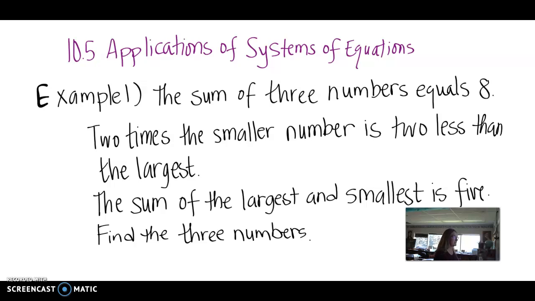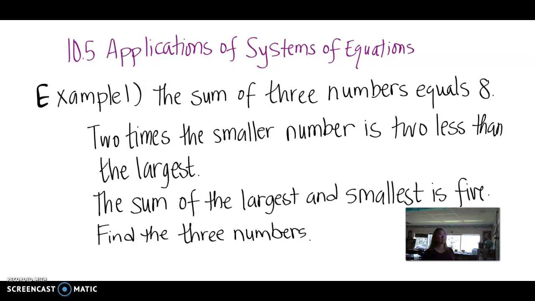The sum of three numbers equals 8. 2 times the smaller number is 2 less than the largest. The sum of the largest and smallest is 5. Find the three numbers. When you read through these problems, read it through once, and then go through and figure out what it is that you're trying to answer. It might take 2-3 times to read these problems so that you really understand what the problem is asking you to do. And then let's go back and look at all the important vocabulary words, because we're going to need to translate these English statements into math statements.